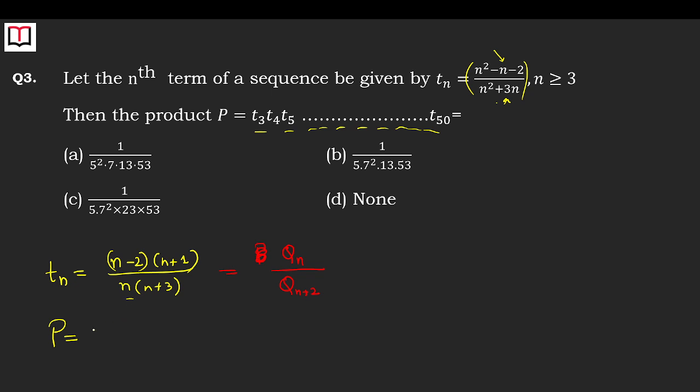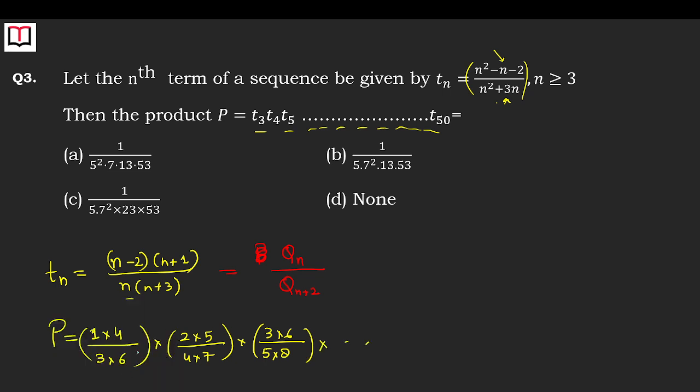So n is 3. So let's write it. So it will be 3 minus 2, which is 1, into 4, upon 3 into 6. Then for 4, it will be 2 into 5 upon 4 into 7. Now see, next, 3 into 6 upon 5 into 8. Now see, that's what I meant to say here. Now the terms start getting cancelled. Why? There's a gap of 1. So the first term didn't get cancelled with the second factor here. The cancellation started from the third.